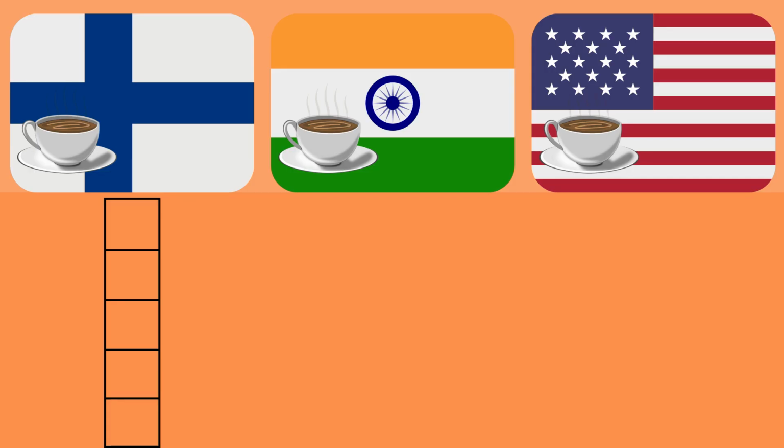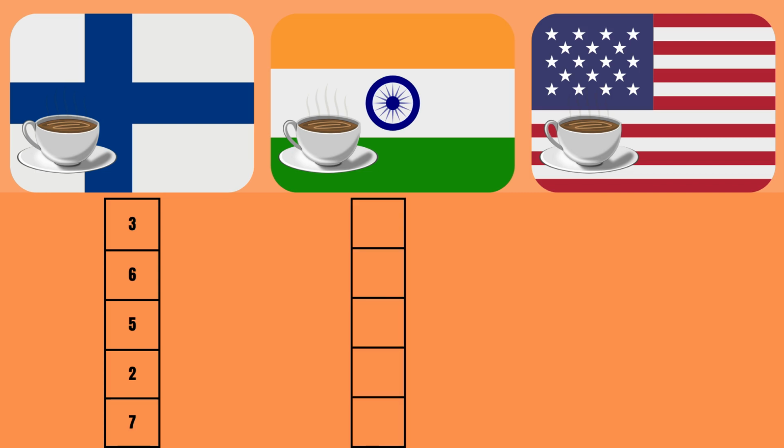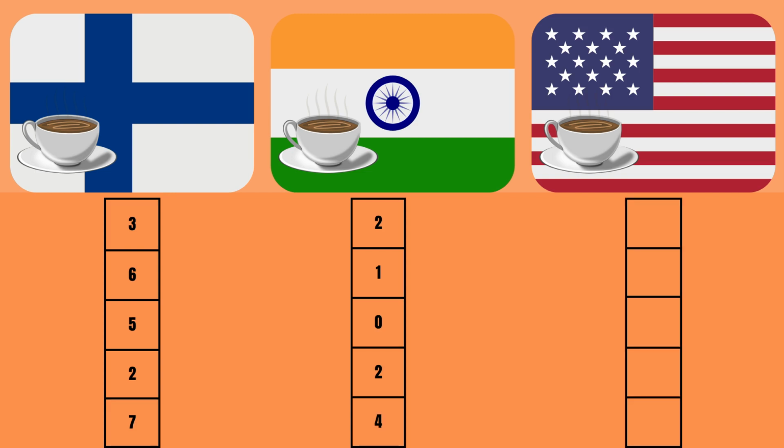The participants from Finland answer that they drink 3, 6, 5, 2, and 7 cups of coffee each day. The participants from India answered that they drink 2, 1, 0, 2, and 4 cups of coffee each day. The participants from the USA answered that they drink 3, 5, 1, 2, and 3 cups of coffee each day.